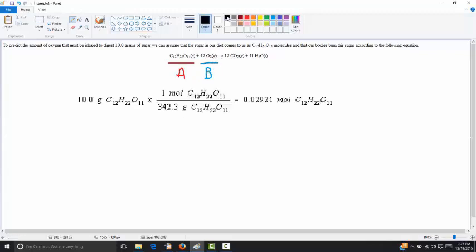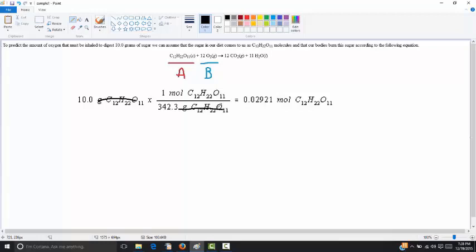and that will be B. Okay, and here's how you do that. Take the 10 grams of the sugar that you're given, and you multiply that by the equivalent value of 1 mole of sugar times the molar mass. If you take 12 masses of carbon, add that to 22 masses of hydrogen, add that to 11 atomic masses of oxygen, you get a total of 342.3 grams of sugar. So these are equivalent. And the reason why you have mole on top and grams on bottom is that way the grams here will cancel each other out.